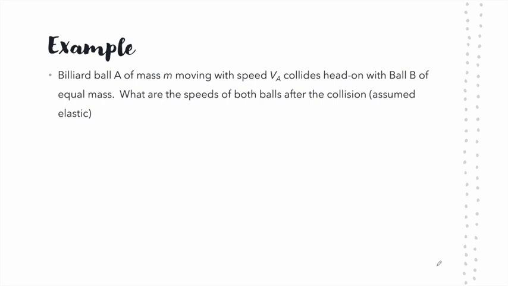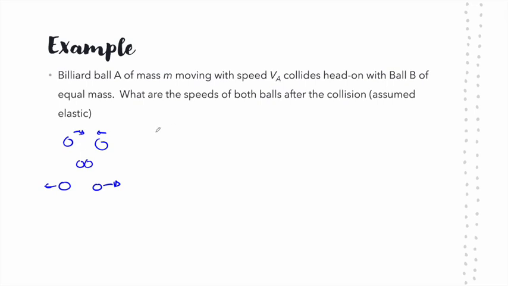So, if we take this example, a ball A of mass m moving with speed vA collides head-on, that is face to face, okay, with ball B of equal mass. What are the speeds of both balls after the collision if we assume an elastic collision? All right, pause the video here, take a couple of minutes, and see if you can solve this example. Okay, welcome back. So we have ball A moving this direction, ball B moving this direction. They'll collide, and then they'll probably move in opposite directions.